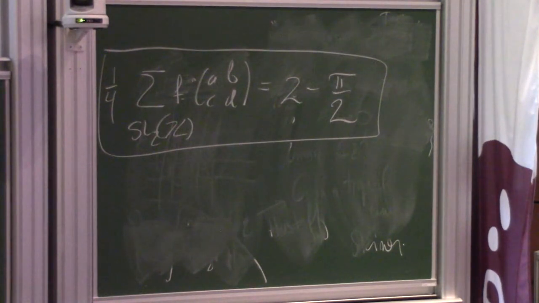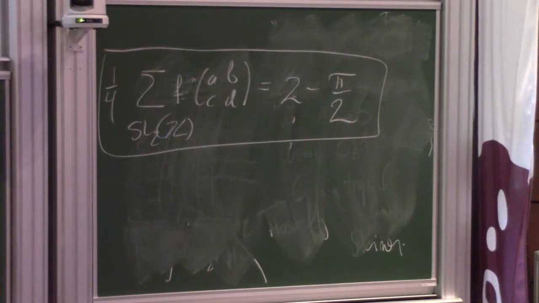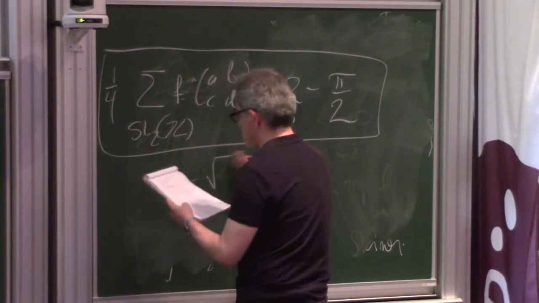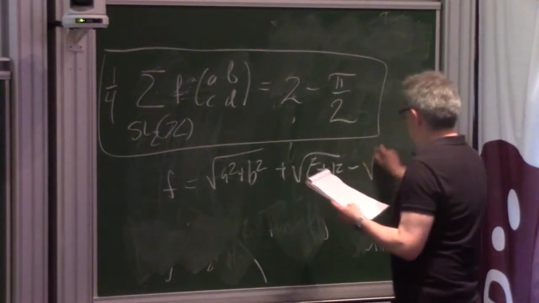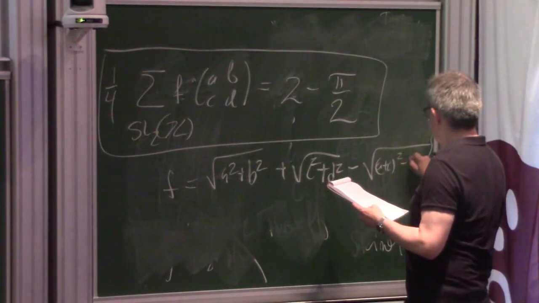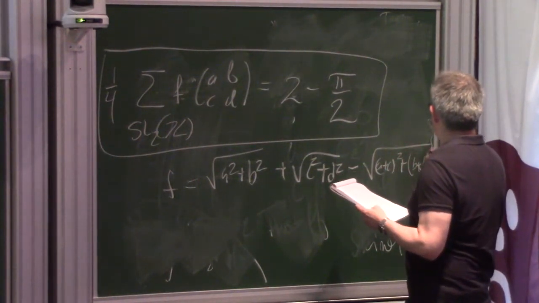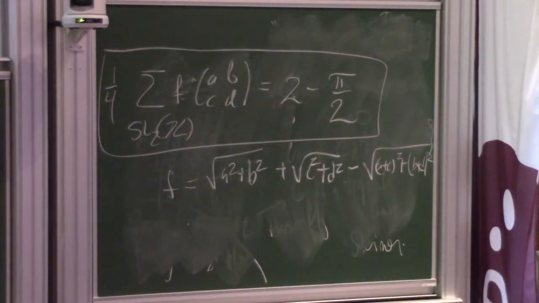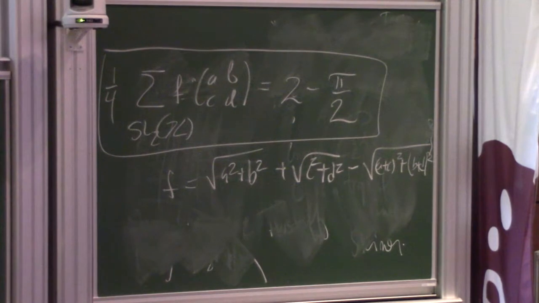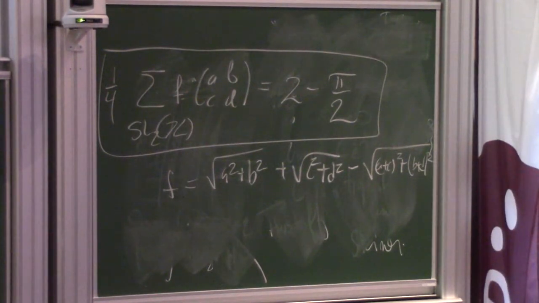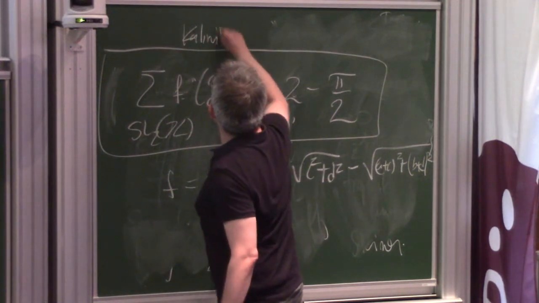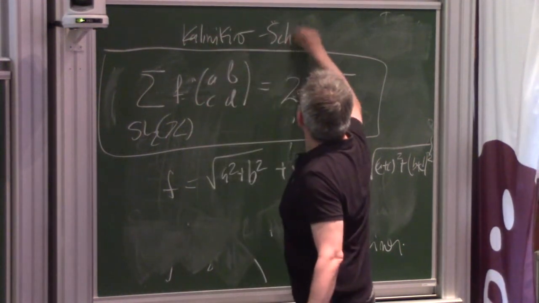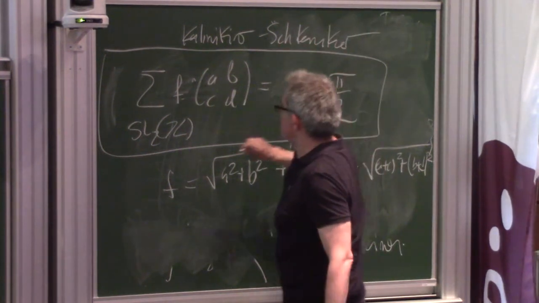What is F? F is the length of this vector plus the length of this vector, minus the length of this vector. From the picture, you can obtain the formula from this. Well, 1/4. That's why I put 1/4. But yeah, so this is Kalinin and Shkolnikov. The proof is on the arXiv. So it calculates the area of the things.